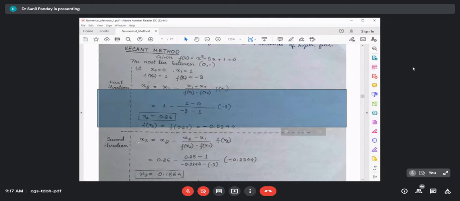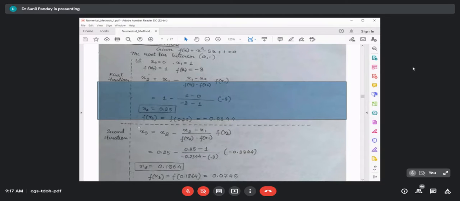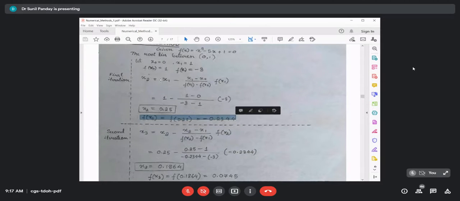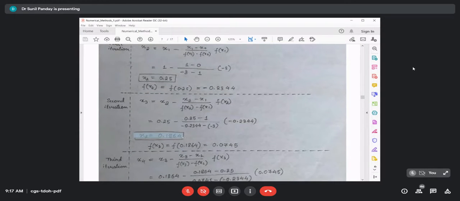Now we calculate x3. In the secant method we are not bothering about whether f of x2 into f of x1 is less than 0 or f of x2 into f of x naught is less than 0. So x3 is simply x2 minus (x2 minus x1) upon (f of x2 minus f of x1) into f of x2. Here again we have f of x2 and f of x1, and we simply substitute all the values and we get x3. And the value of f of x3 is this one.